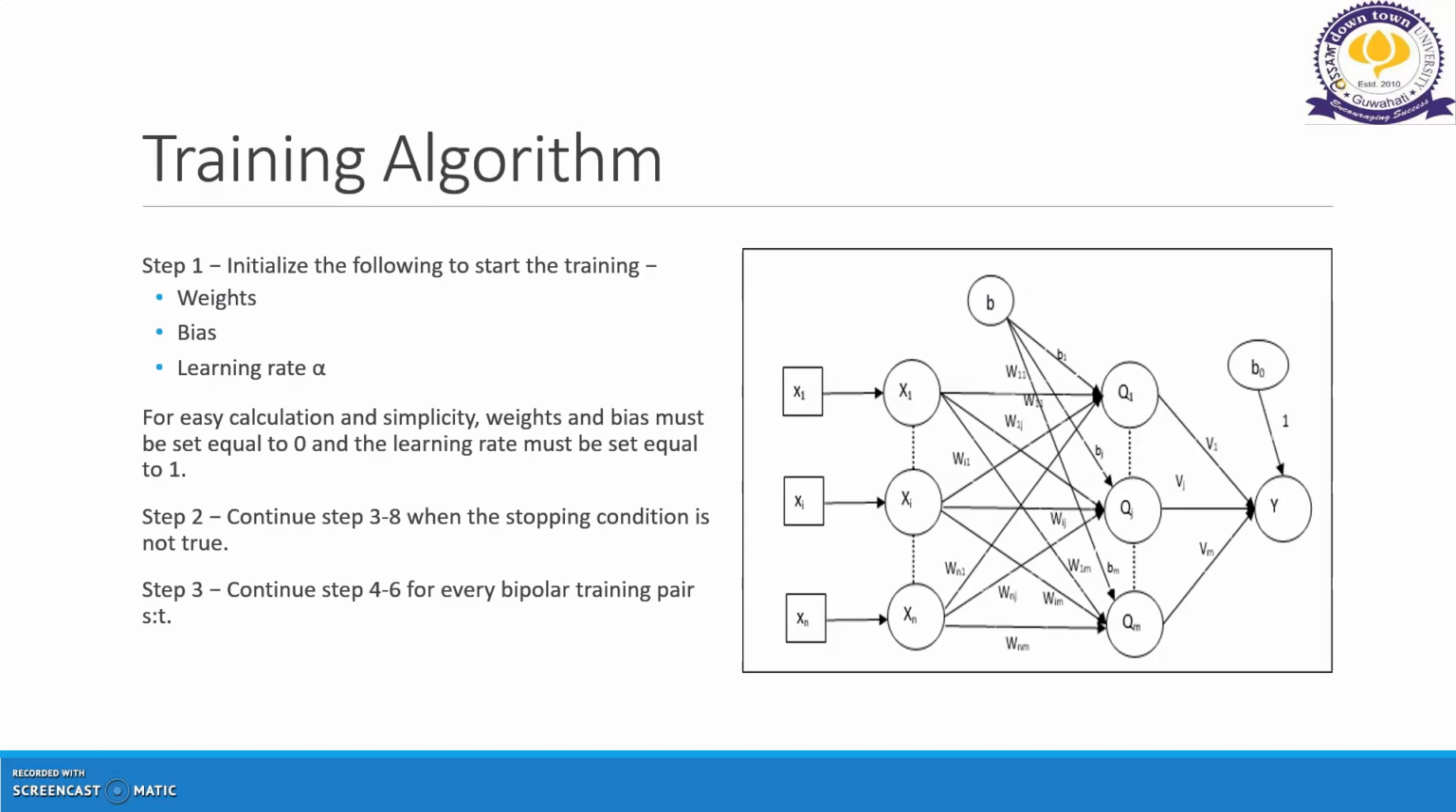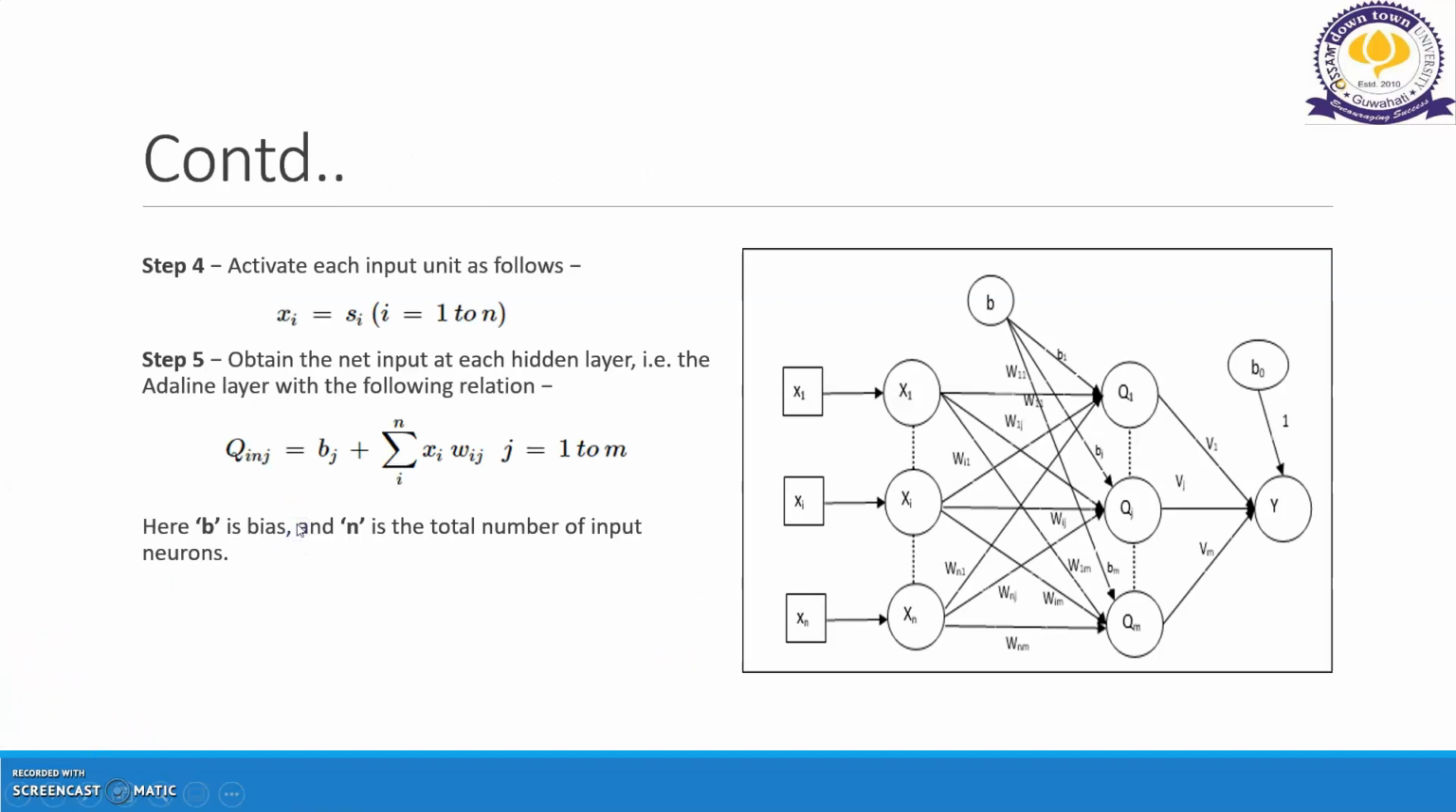Then step 4 to 6 will be continued for every bipolar training pair S to T, where S stands for source and T stands for target. That means for each input there will be a target or a label, which is the desired output. So first, in step 4, we activate each input as Si. That means we give a value to each input. Here i goes from 1 to n. That means there can be n number of inputs.